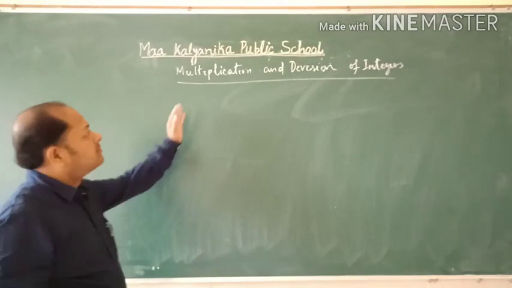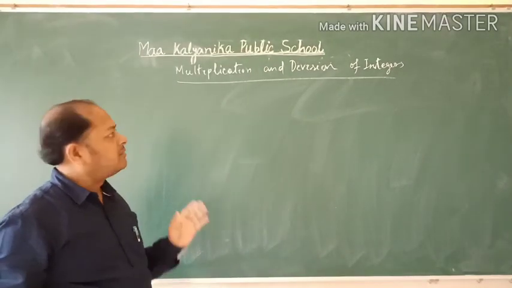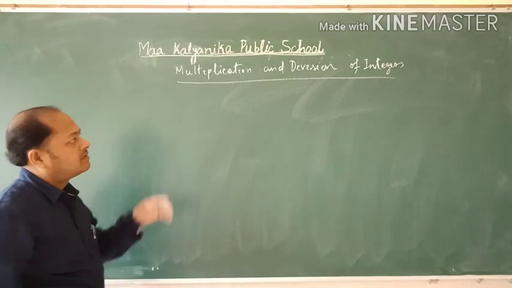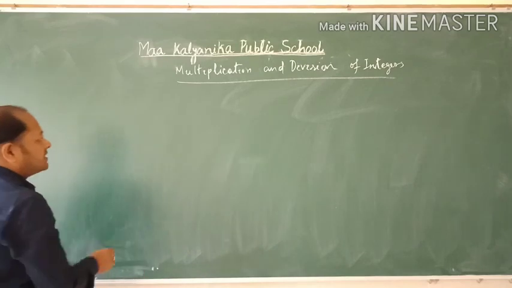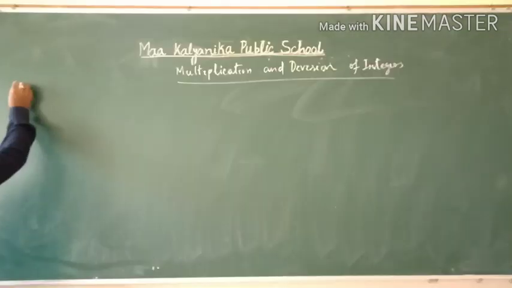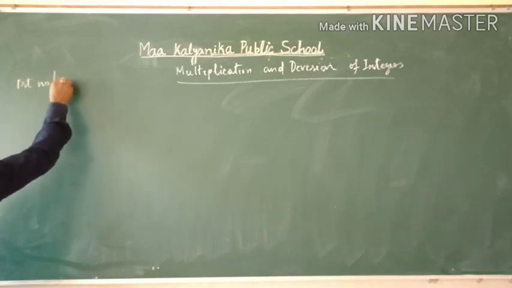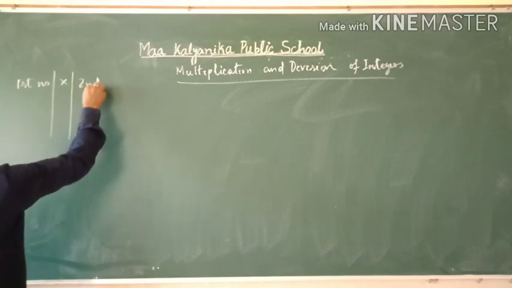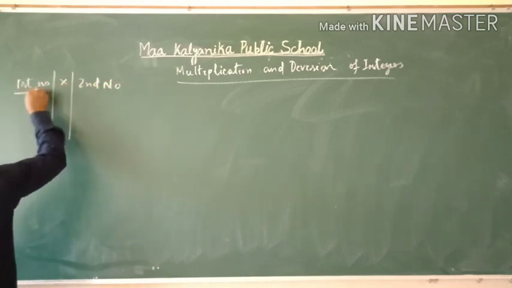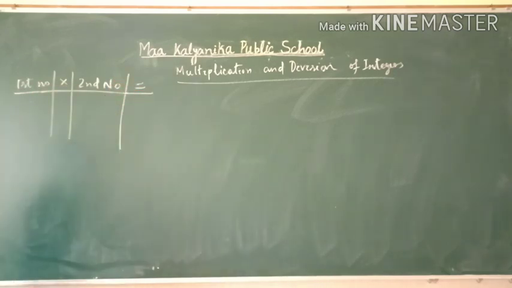Now let's start with multiplication and division of integers. So how do we multiply and divide integers? For that, one rule will be followed. Let's start the rule. Suppose this is the first number, and here we multiply with the second number. So I am writing here the second number, and this is the equal sign.